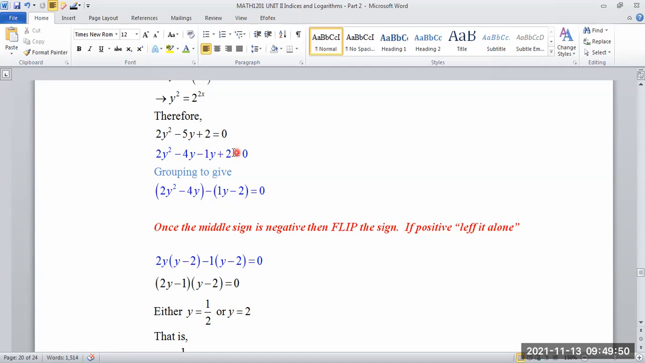Really? When you're adding 2 negative numbers, you get a negative number. So minus 4 minus 1 is minus 5. But when you multiply these 2 negative numbers, you get a positive number, which is what you want.